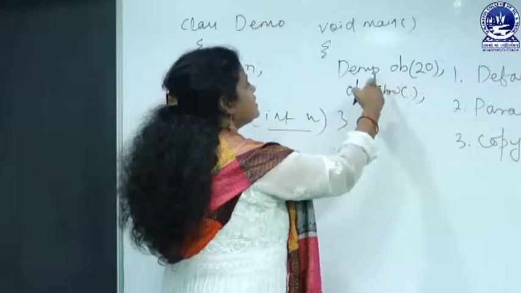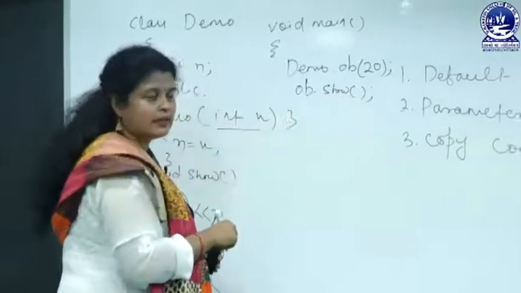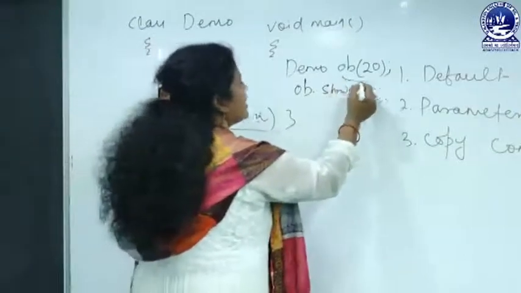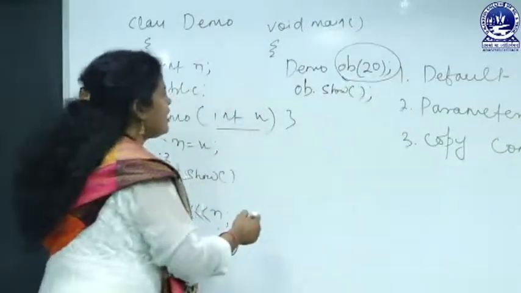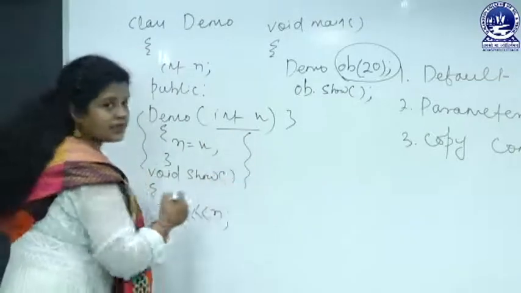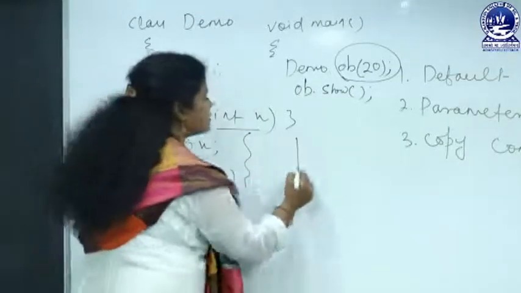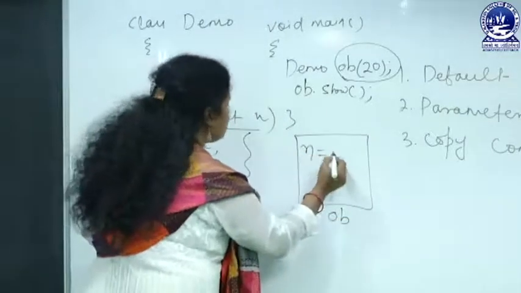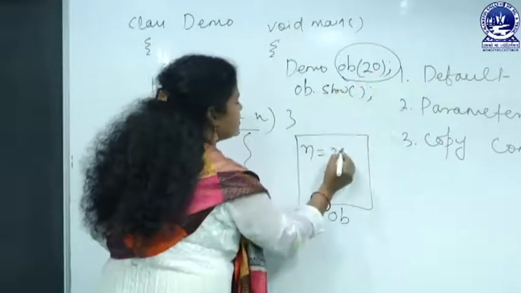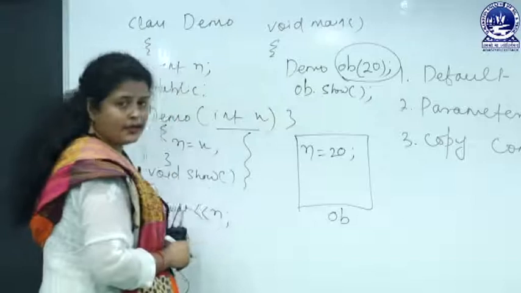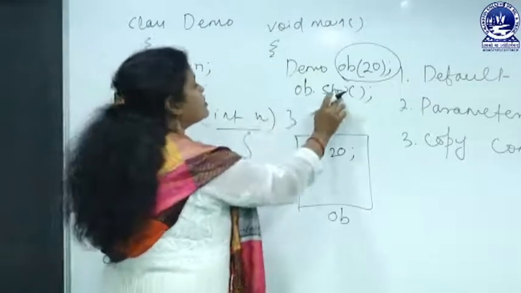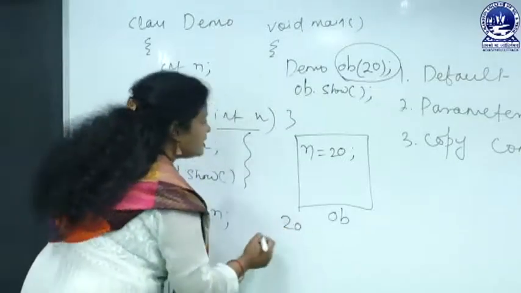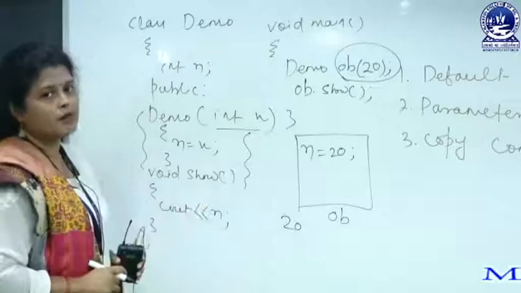When you create the object, inside the main method I have used demo ob(20). What is the meaning of this? When you write ob(20), the parameterized constructor will be executed, and for the memory allocated for ob, n will be 20. Here I am passing 20, that's why n will be 20. So when you call ob.so, the output will be 20. This is a very simple example of a parameterized constructor.